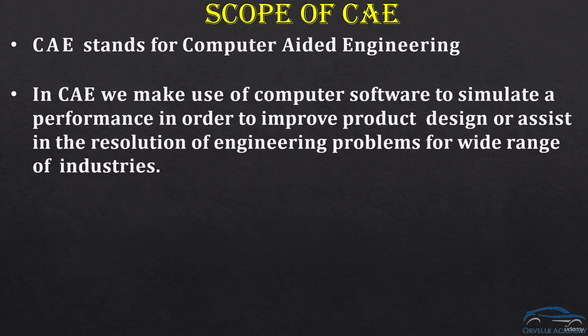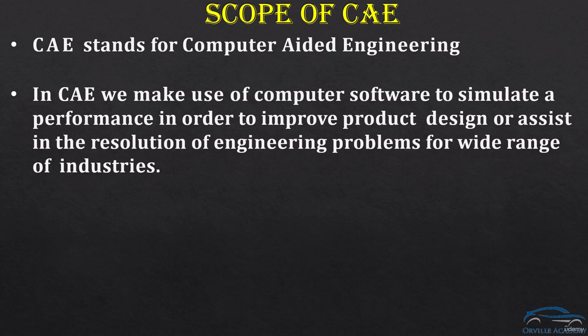Now let us try to understand the important terms in this definition. The first important term is computer software. Instead of computer software, many people also call them computer tools. So keep in mind, for this course I will be using software and tool as interchangeable terms. Computer software includes HyperWorks, Abaqus, ANSYS Workbench, LS-DYNA, Nastran, and so many of them. Using these tools, we are going to simulate the performance.